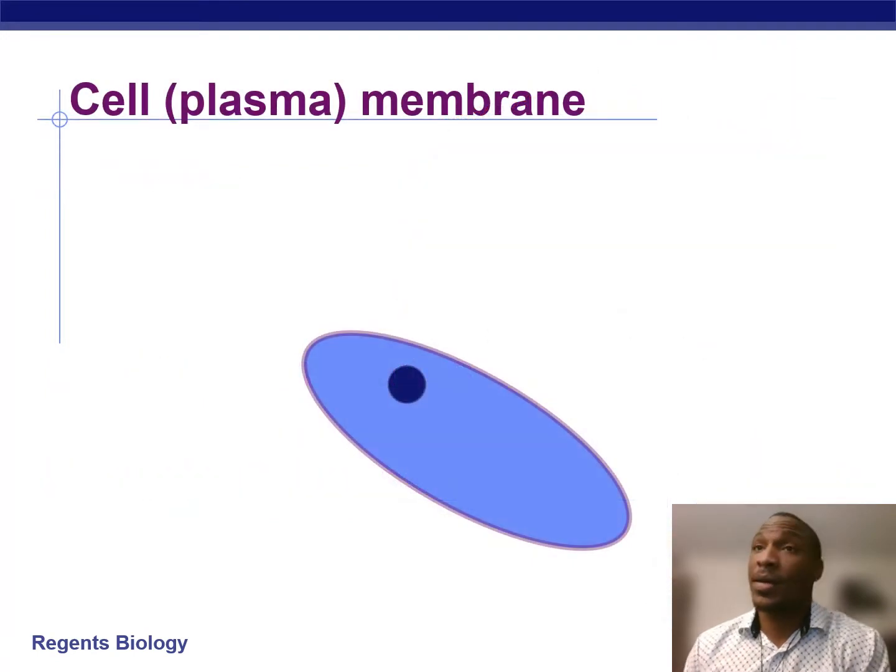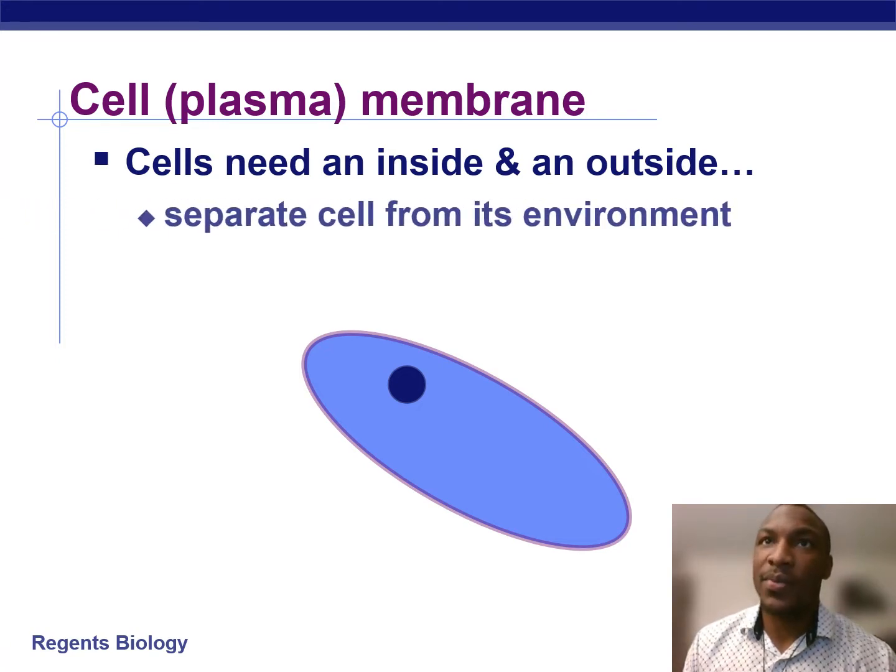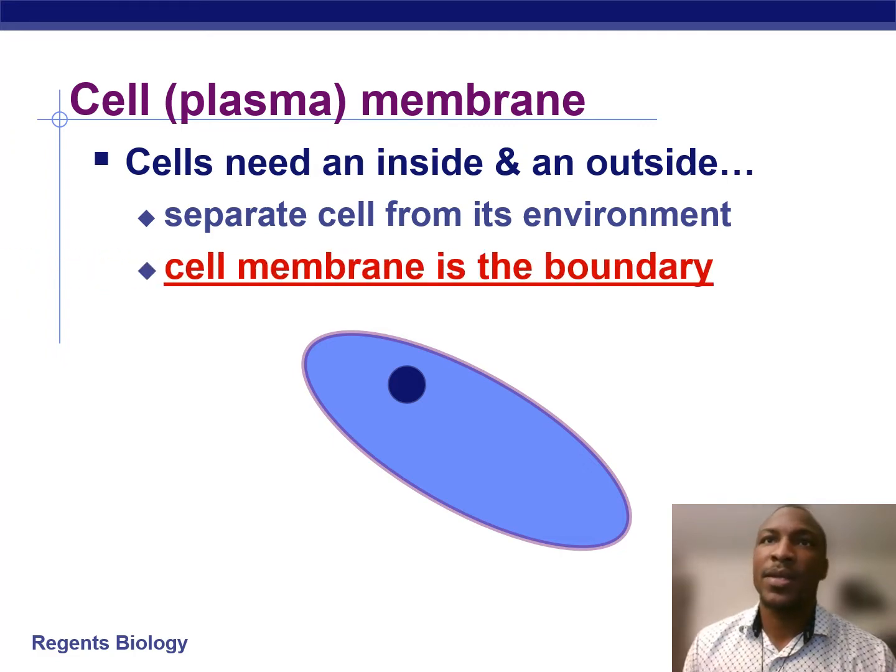So first, the cell membrane is also called the plasma membrane. The cell needs an inside and outside. So separating the cell from its environment is extremely important. This is what the cell membrane does. The cell membrane is the boundary. It's like skin.